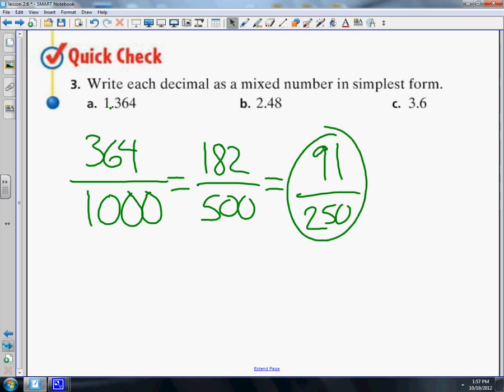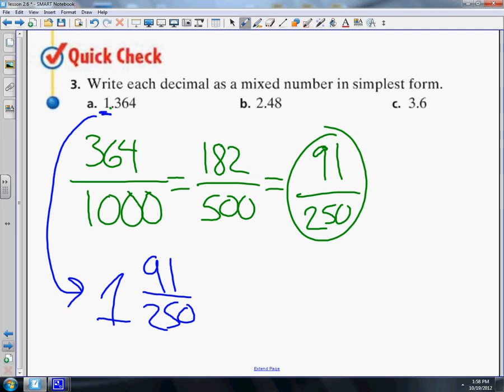So now what we want to do is bring in that 1 that we had out front of the decimal. We had a 1 right out front of the decimal. We're going to bring that in and then just tack our fraction on to the end. So 1.364 in the fraction form, mixed number form, is 1 and 91 over 250.